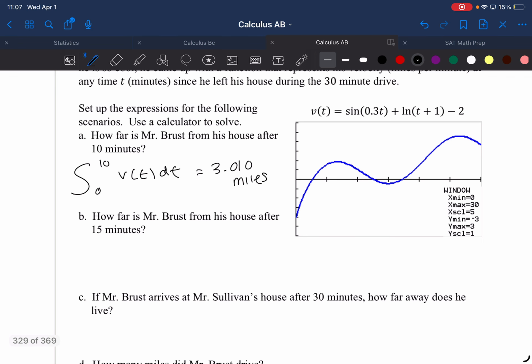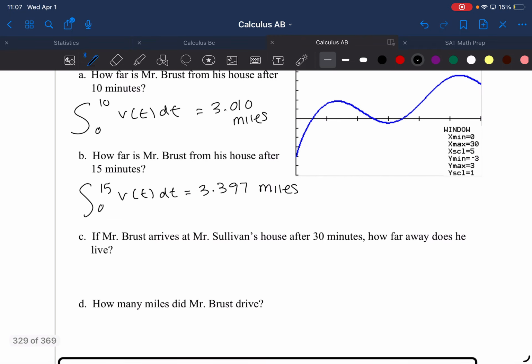Part B says how far is Mr. Burst from his house after 15 minutes? Okay, so we're going to do the same thing, but instead of 0 to 10, it's going to be from 0 to 15. Plug that into Desmos, you get 3.397 miles. And again, you're using that velocity equation that they give us above the graph.